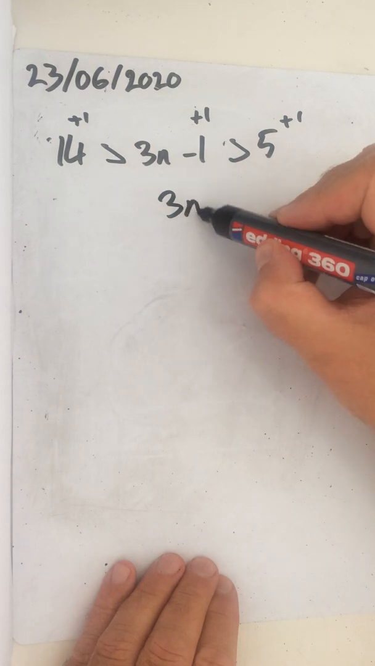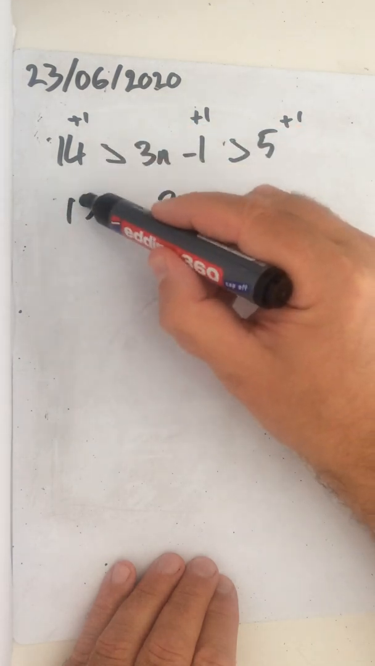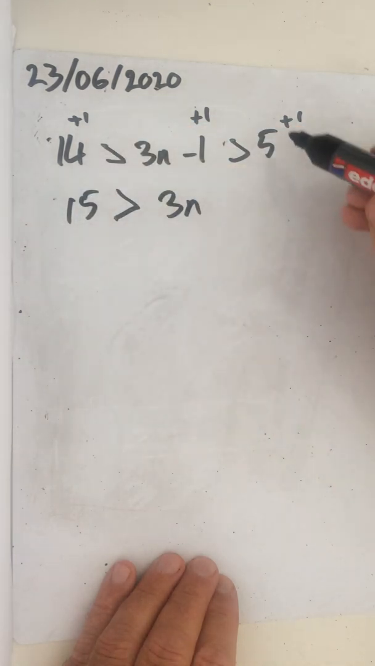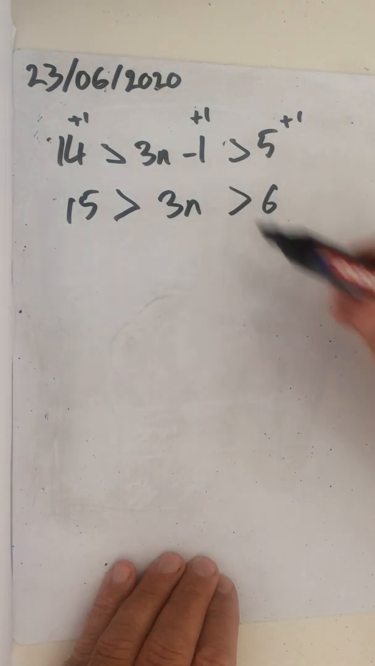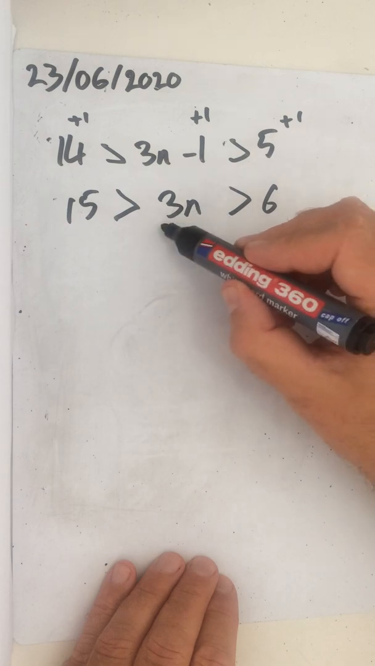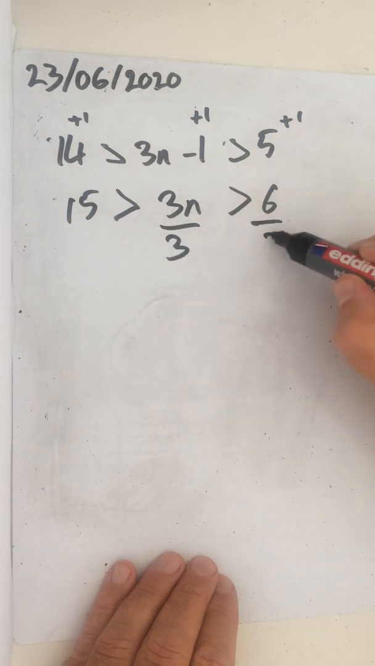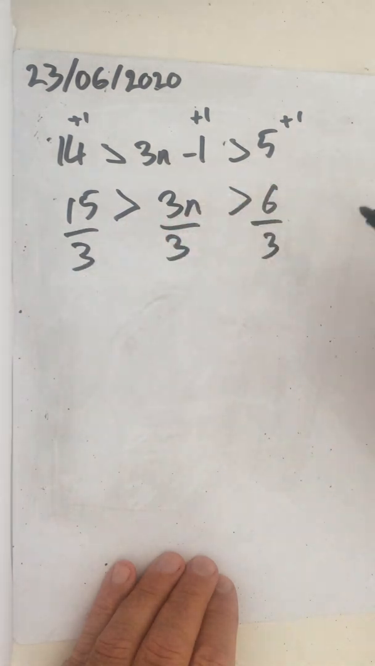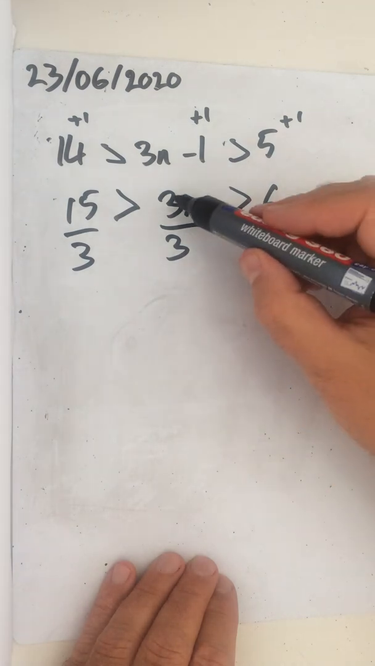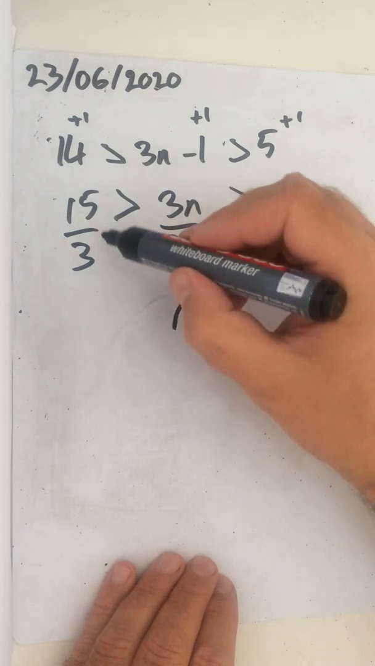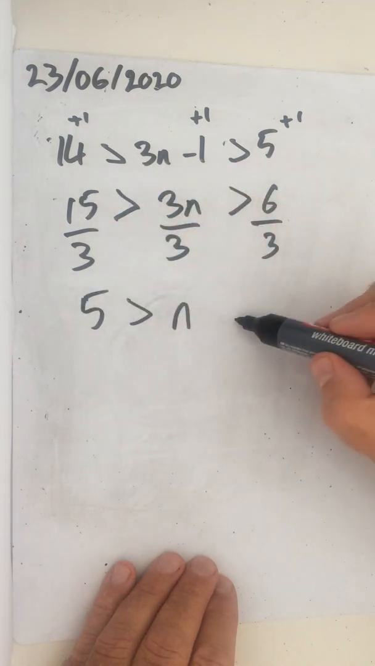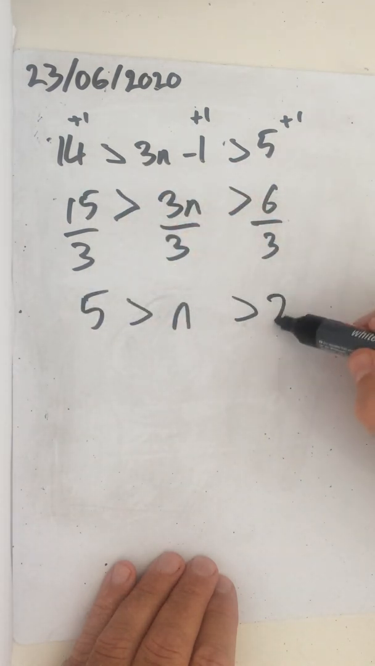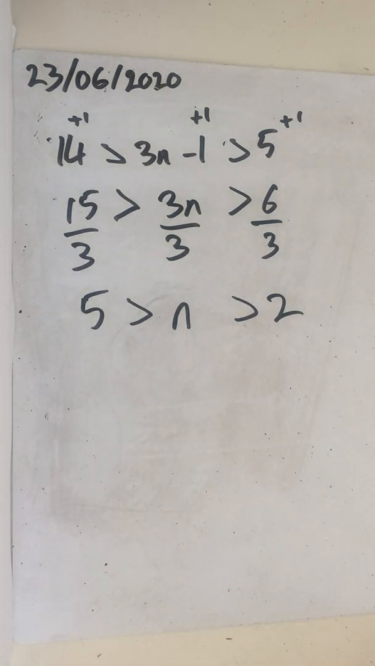Okay, so that leaves just 3n. 14 plus 1 is 15. 5 plus 1 is 6. You can see this is going to go nice and easily, isn't it? Now it's 3 times n, so we divide it by 3. It's the balance method, so we divide each side again. Okay, so 3n divided by 3 is n. 15 divided by 3 is 5. 6 divided by 3 is 2. Okay, so we should be left with that.